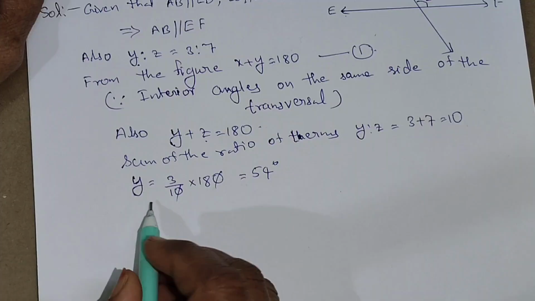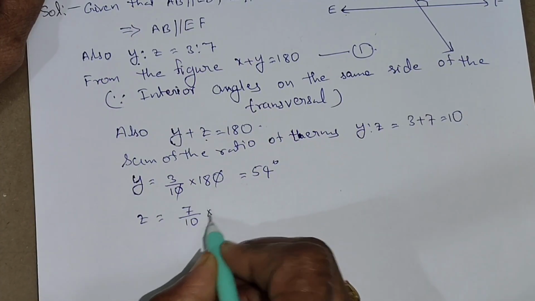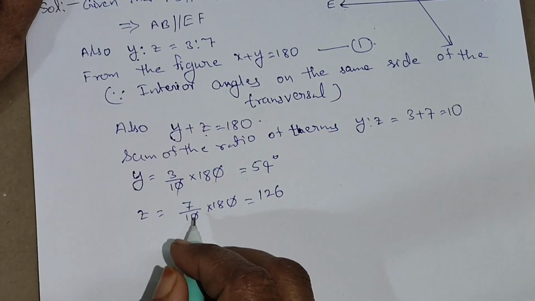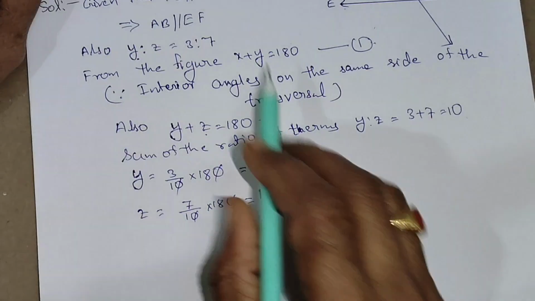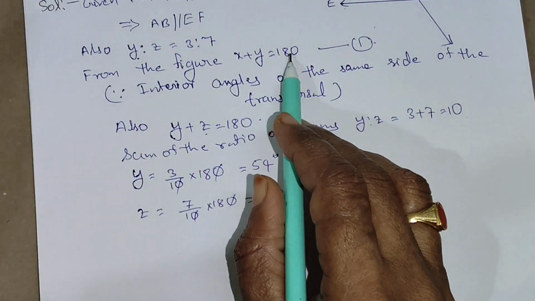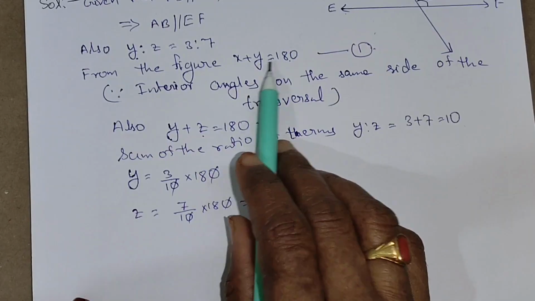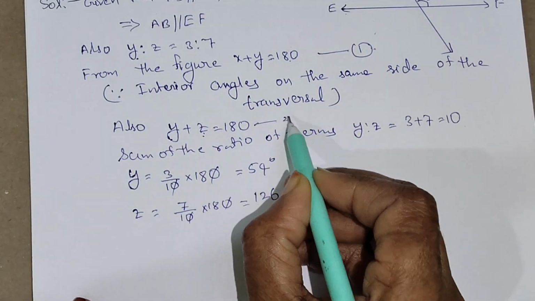Next, the Z value. Z is equal to 7 by 10 into 180. The zeros get cancelled, 18 sevens are 126. So Z is equal to 126. Now X plus Y equal to 180, this is equation 1, and Y plus Z equal to 180, this is equation 2.